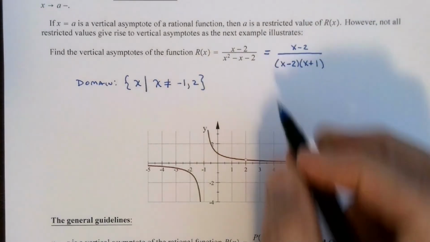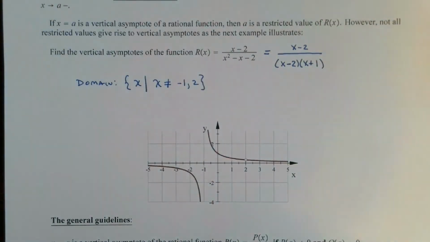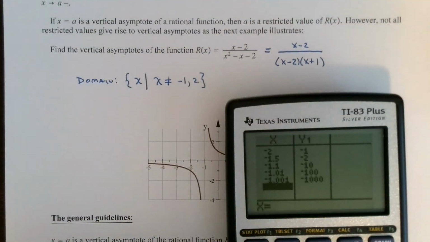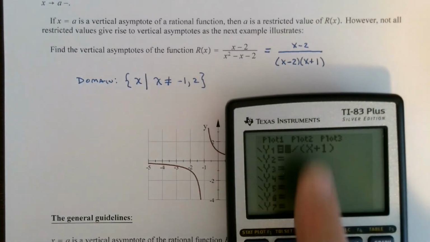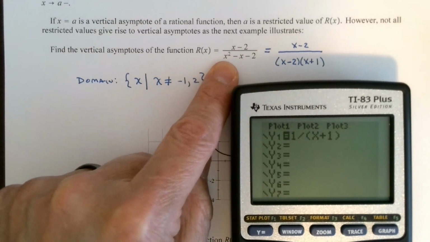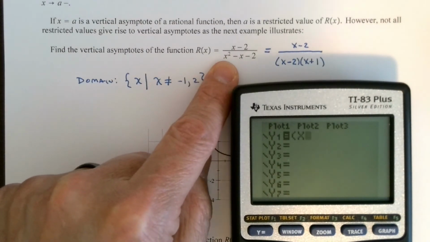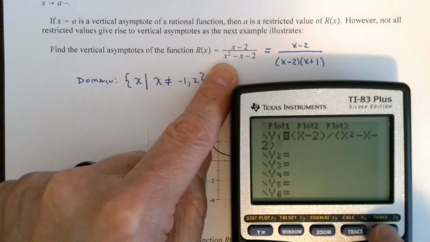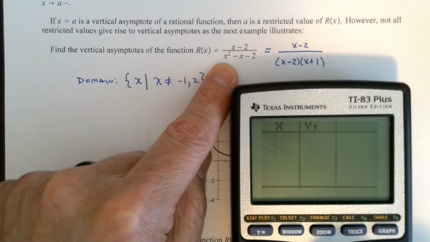Now, if I look at the graph of the function r of x, and we can do this numerically. Let's just do this numerically real quick. Let's see what's happening at these restricted values. So I'm going to go in and enter in this new function, and I'll put it in this form here. So let's clear that one out. X minus 2 divided by, and then notice I need to put this in parentheses, right? X squared minus x minus 2. Okay. And let's go to the table. Okay. Let's delete all these entries out.